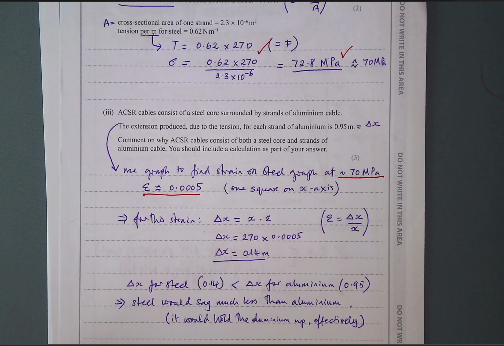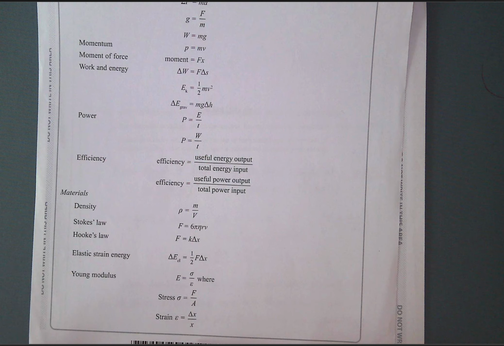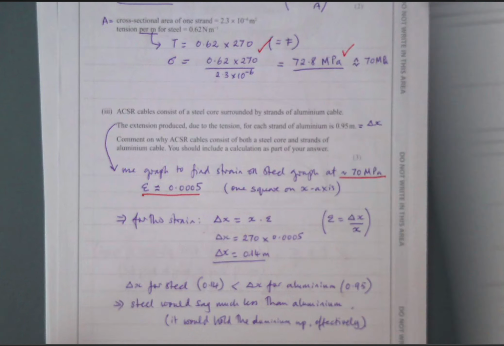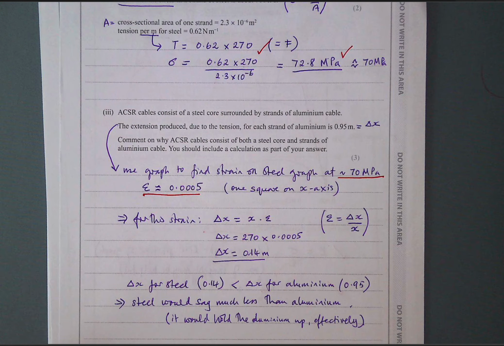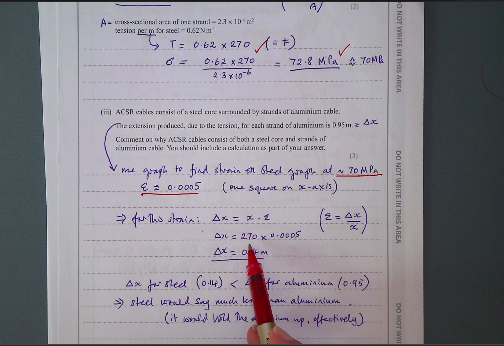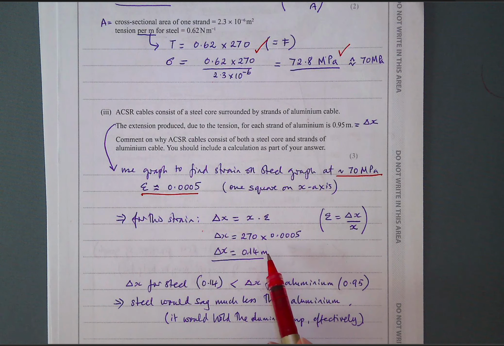So again, remember what strain is on the equation sheet. Strain is the delta X divided by the X. So there's the equation given to you. Once we know that, for this strain, therefore the delta X should be equal to the X times the strain. So we want to show that it is approximately that value. So 270 meters times that gives you a delta X of 0.14 meters for the steel.